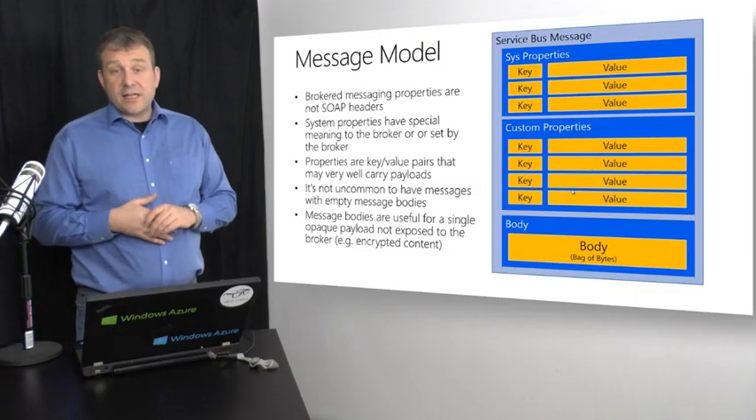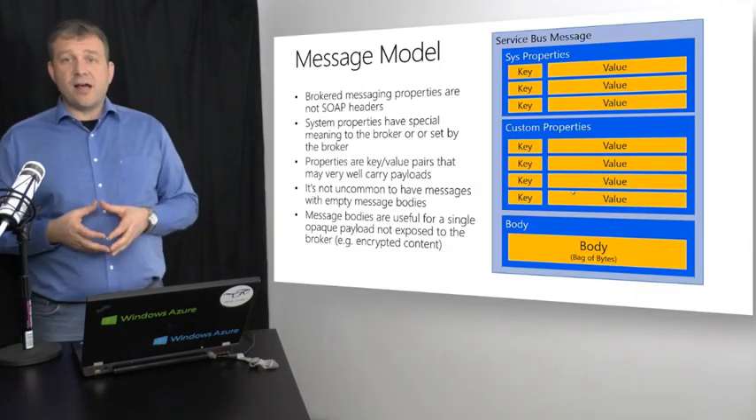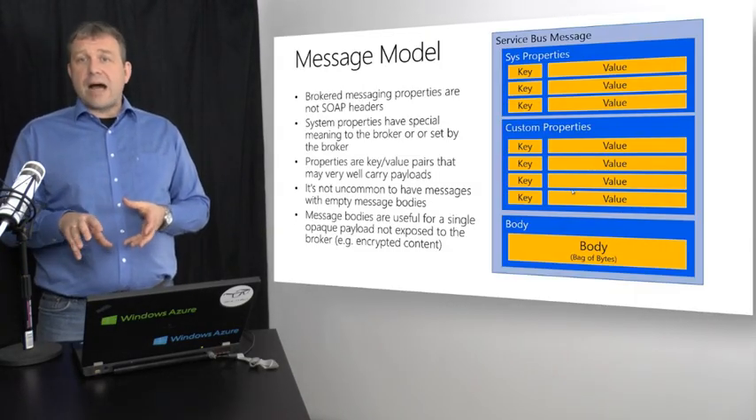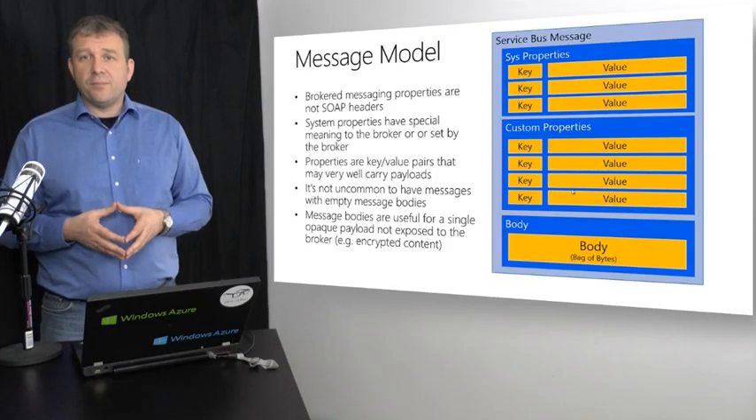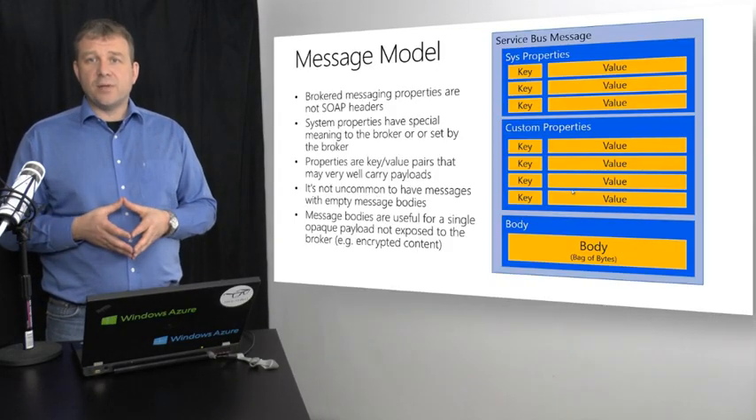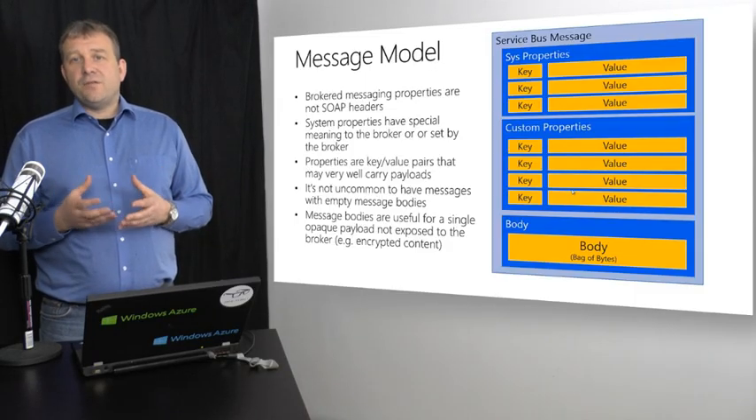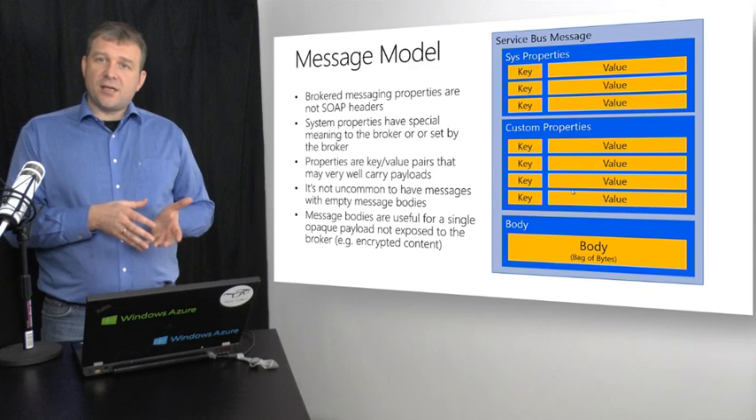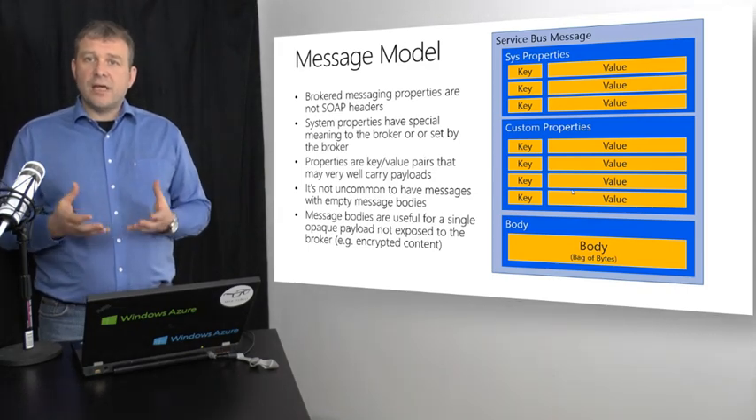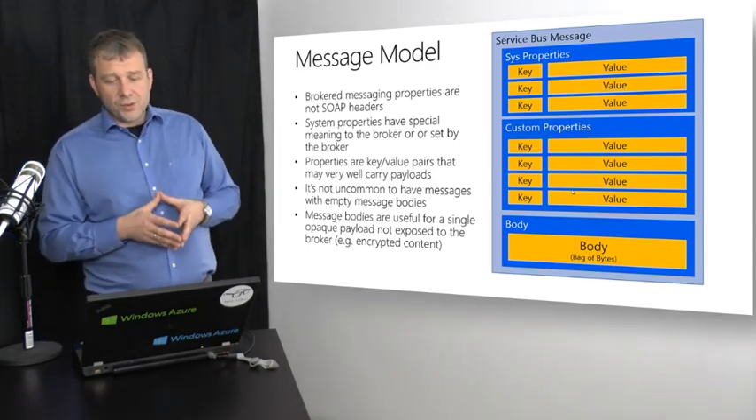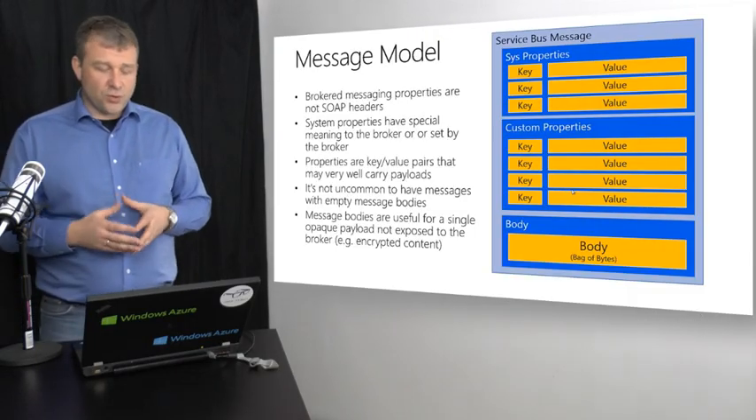It's actually not uncommon in messaging to have messages that carry no entity body, but where all the data is expressed in those simple key value pairs. The advantage of that is that the broker can see them and can actually operate over them if you're using rules or filters, as I'm going to show you later.